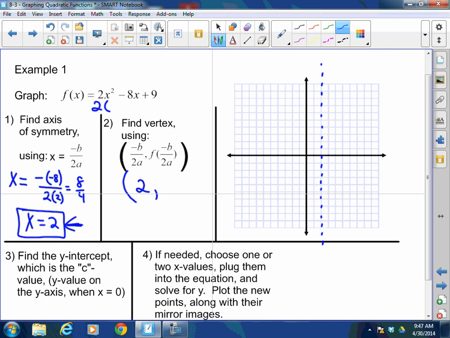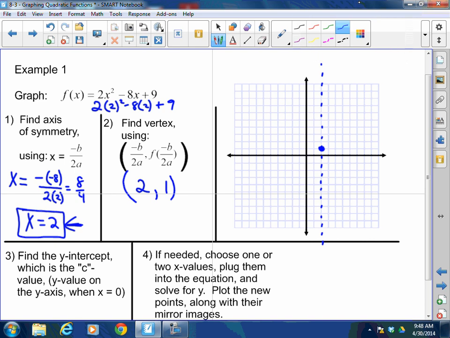So I have 2 times 2 squared minus 8 times 2 plus 9. 2 squared is 4. 4 times 2 is 8. 8 minus 16 is negative 8. Negative 8 plus 9 is 1. Go ahead and graph your vertex. 1, 2, 1. Okay? Go ahead and do those calculations. I'm going to hit pause one more time. Make sure you got this.